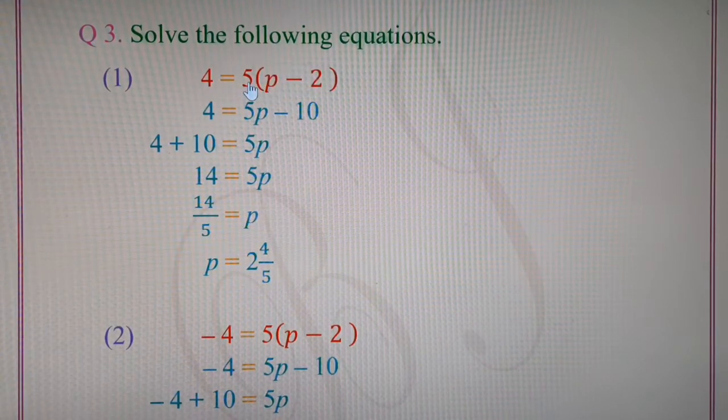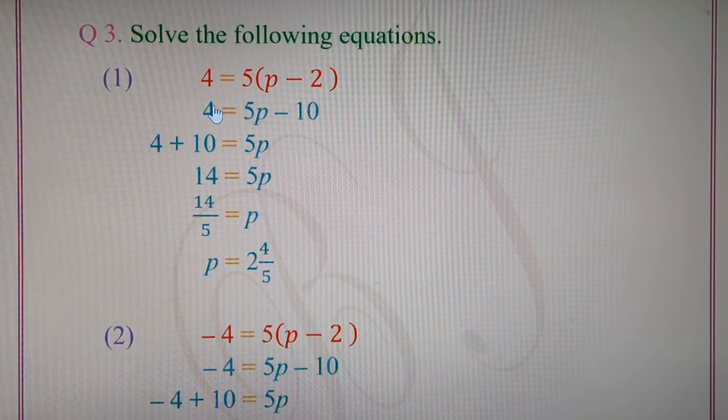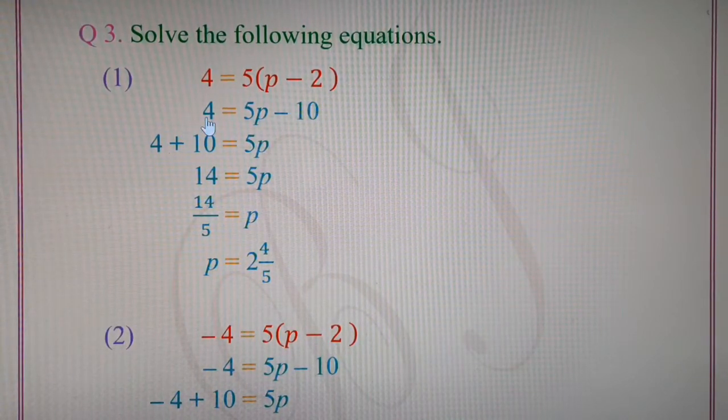So here 5 is multiplied with the bracket. Hence this multiply 5 will become divide 5. But if we divide 4 by 5, it becomes a fraction which cannot be simplified further. So 4 upon 5 cannot be simplified further. Hence, instead of transferring this 5 from right hand side to the left hand side, we will open the bracket.